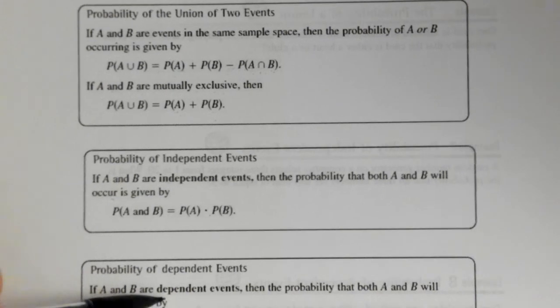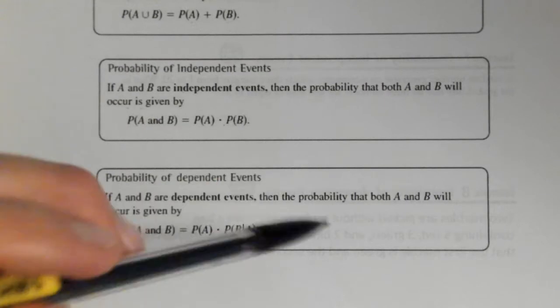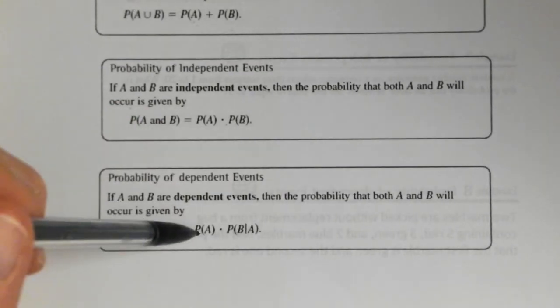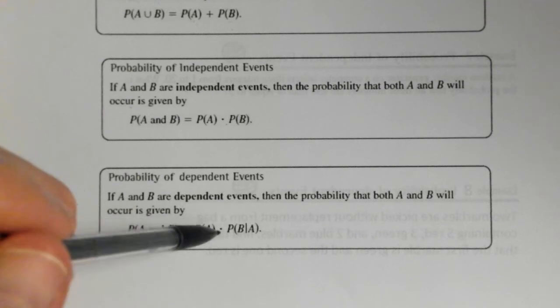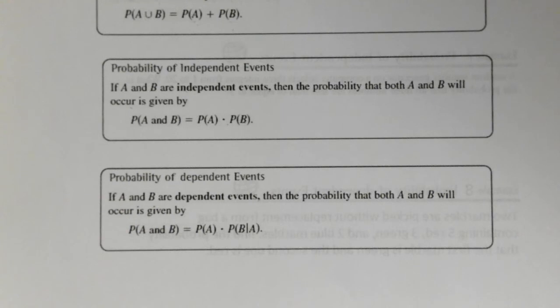Now, if you have dependent events, in other words, one depends on the other, then the probability that both A and B will occur is given by this. The probability of A times the probability of B after A has already occurred. All right? After A has already occurred.